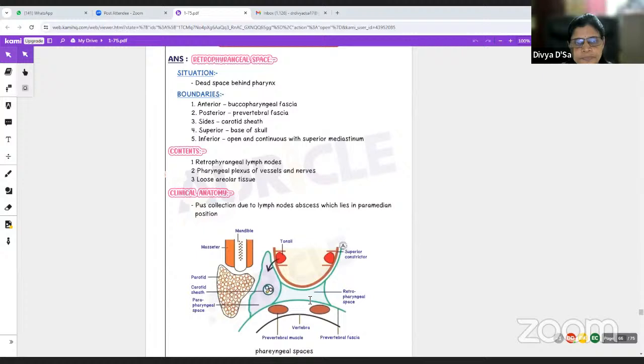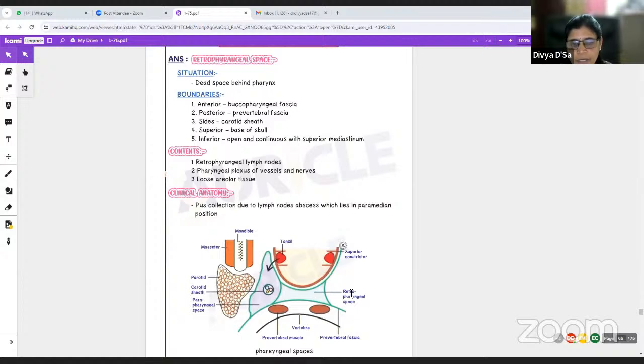So here you see the retropharyngeal space. On either side, there will be the carotid sheath, and superiorly there is the base of the skull, and inferiorly this retropharyngeal space is continuous with the superior mediastinum. So anteriorly buccopharyngeal, posteriorly prevertebral fascia, on the side the carotid sheath, superiorly the base of the skull, and inferiorly it opens and continues with the superior mediastinum. So what are the contents here?